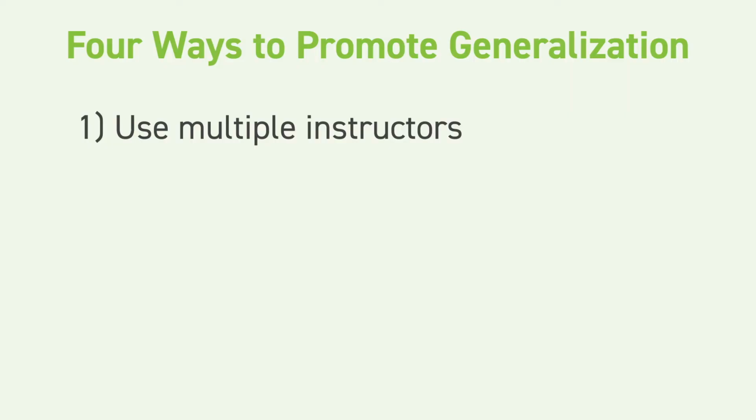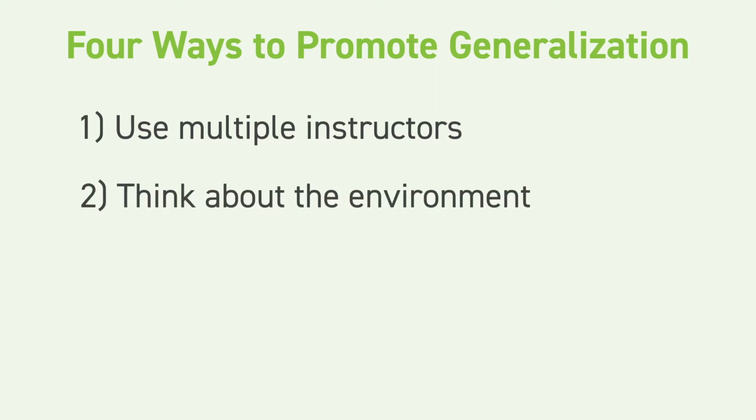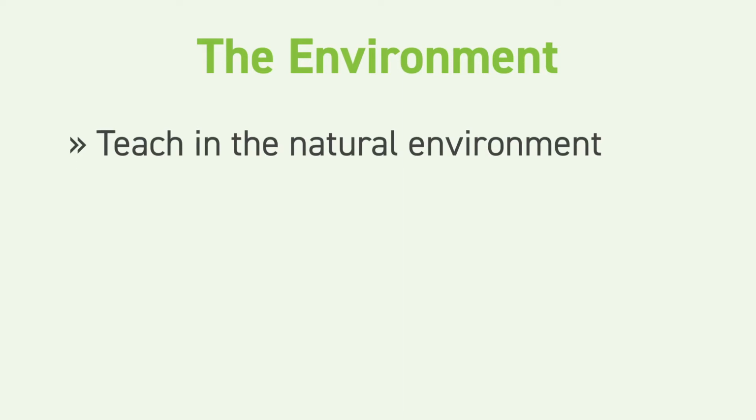So having multiple people participating in instruction from the very beginning is helpful. The setting that you're teaching in is really important. One excellent way to promote generalization is to simply teach the skill in the environment it's going to be used in. If you're teaching ordering in a restaurant, it's going to be easier to generalize if you teach it in a restaurant than if you teach it at home and then hope the skill crosses over.